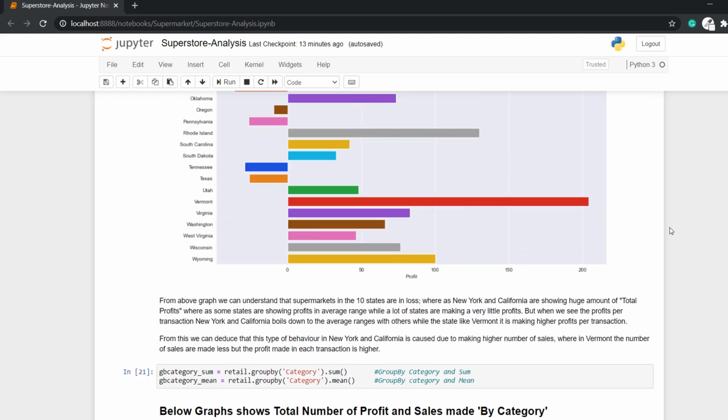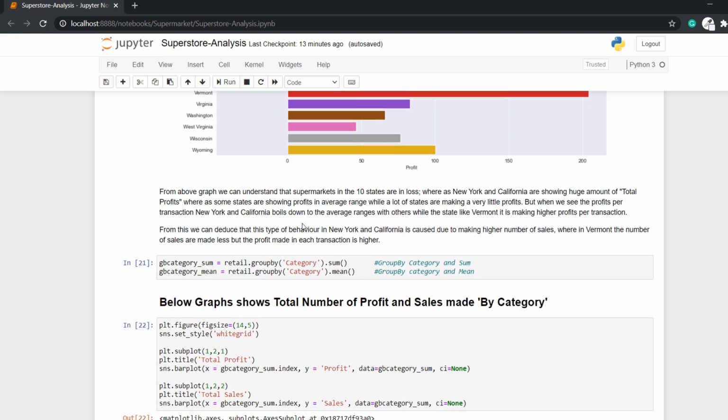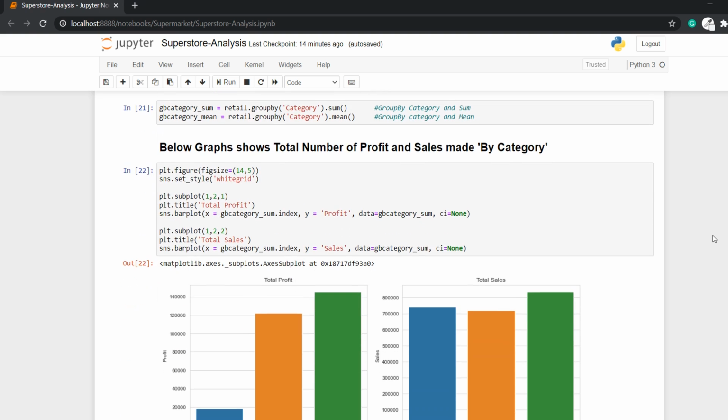Now, as we have seen here, there are 10 states which are in negative. That means they are making a loss. Now, let's look at these states and analyze them. Here we are grouping our data by the category and calling the sum and mean method as we did earlier and storing them into variables.